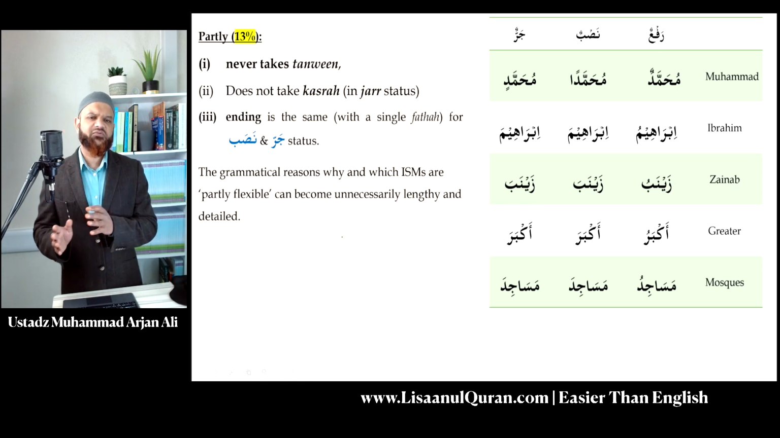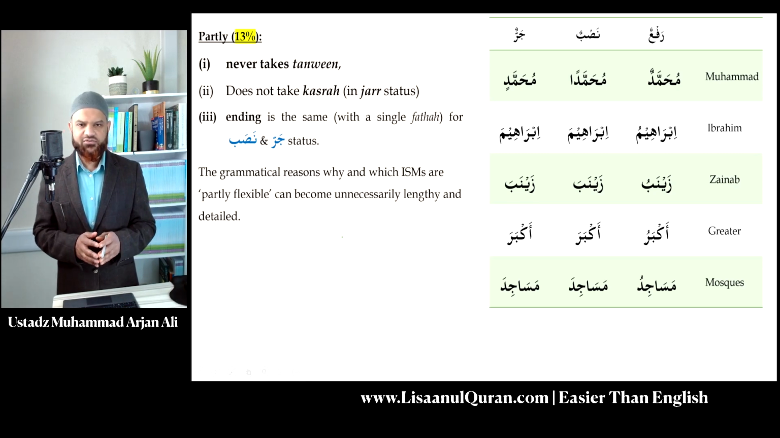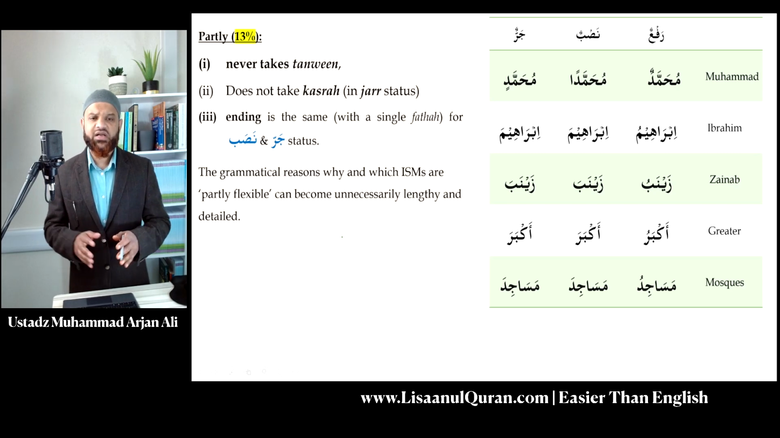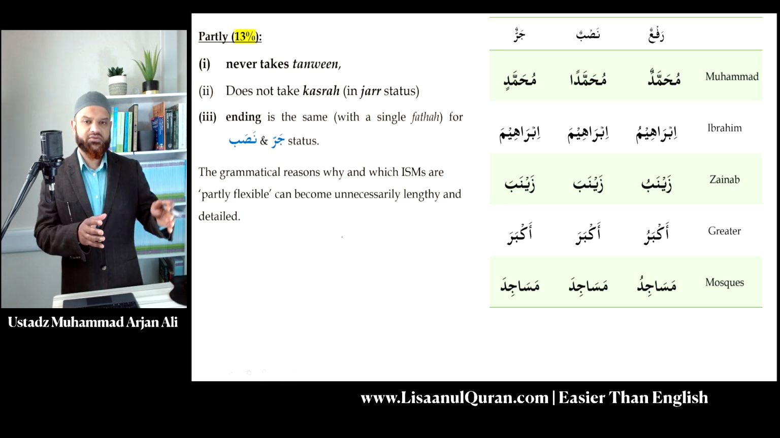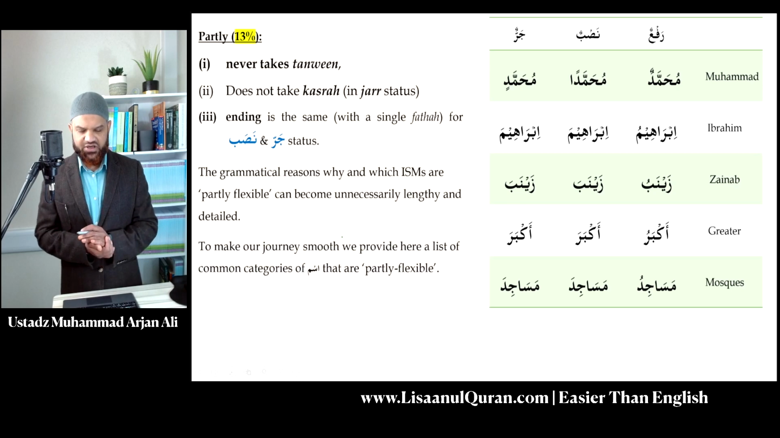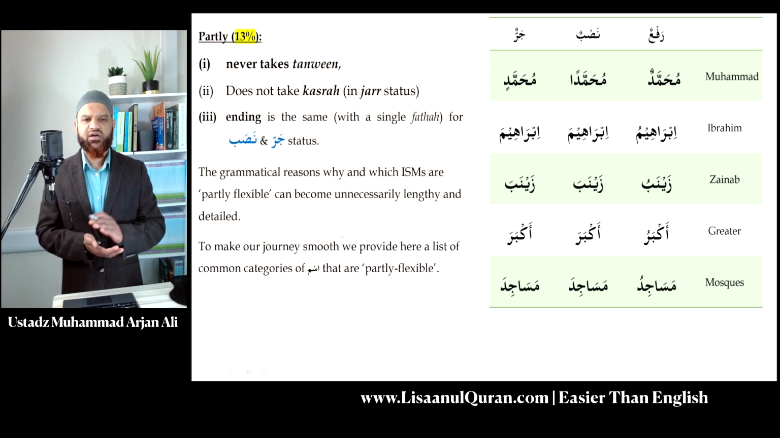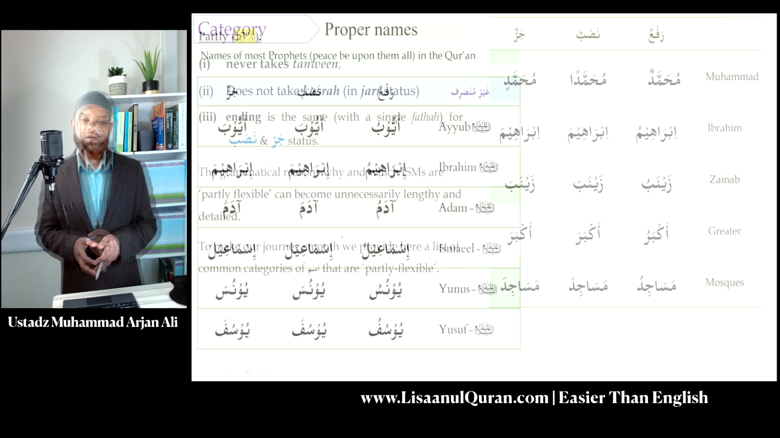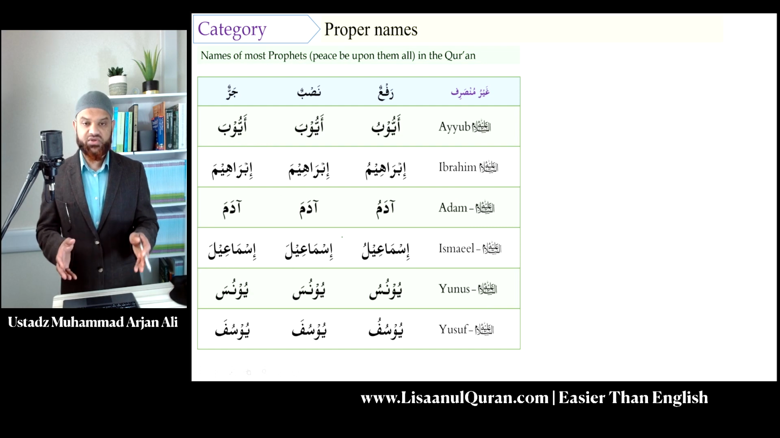But for now, I'm going to give you a very simple method of sailing through what can be a very complex subject. So don't worry about what are the conditions that force a word to be ghayru munsarif or partly declining. We don't need to know. We just need to have a rough idea which categories are in that field. So again, I'm going to give you an overview of that subject, inshallah, so we can go through this subject relatively easily. The most common category where you're likely to see the partly declining words are proper names.